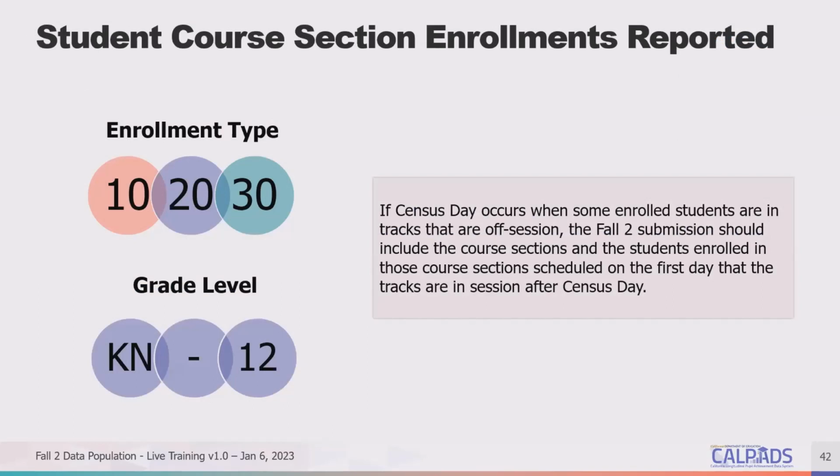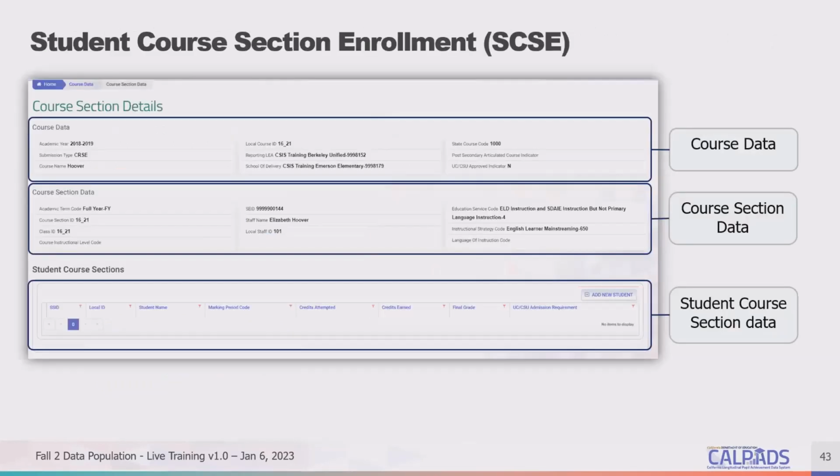Student course sections for students with primary, secondary, or short-term enrollments who are active on Census Day in grades kindergarten through 12 should be reported. The student course enrollment data should reflect students enrolled in those courses on Census Day, again, the first Wednesday in October. If Census Day occurs when some enrolled students are in tracks that are off session, the Fall 2 submission should include the course sections and the students enrolled in those course sections scheduled on the first day that the tracks are in session after Census Day.